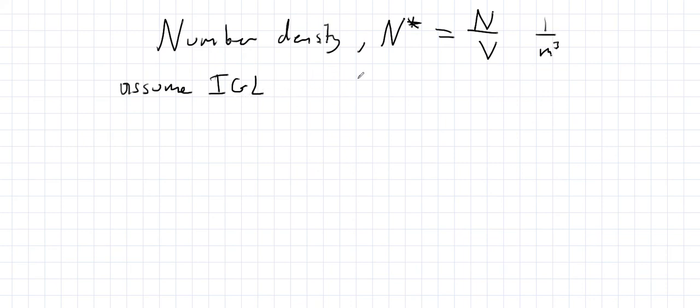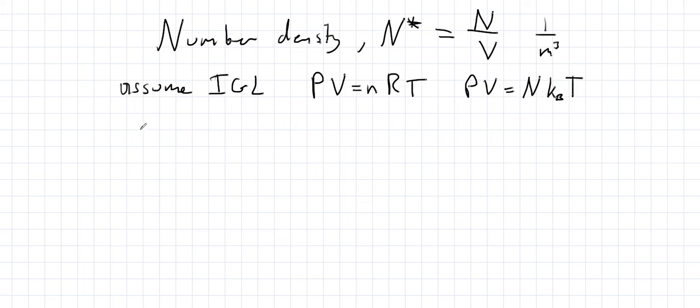So if we assume that, we know that PV is equal to nRT, or we can say PV is equal to NkT, and we just divide N by V rather. So we have N divided by V is going to give us P over kT.